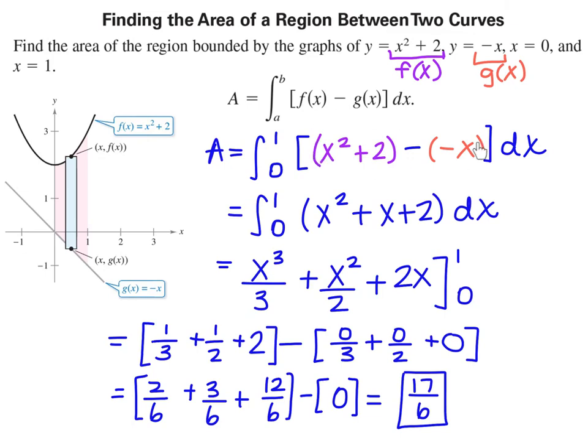So I combine these two functions and I get x squared plus x plus 2. When I integrate, that becomes 1/3 x cubed plus 1/2 x squared plus 2x. From 0 to 1, I plug in 1, plug in 0. I make a common denominator here just to add them up, and obviously that becomes 0. So the area between these two curves from x equals 0 to x equals 1 is 17/6.